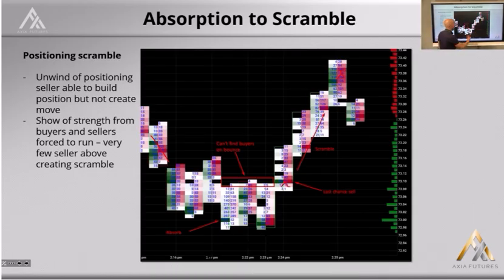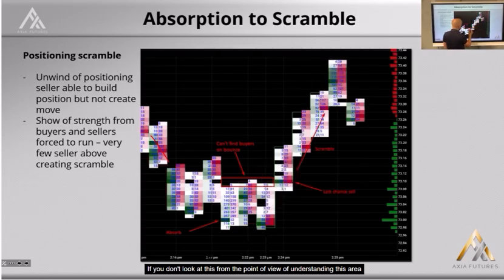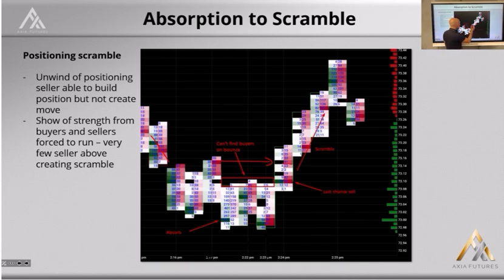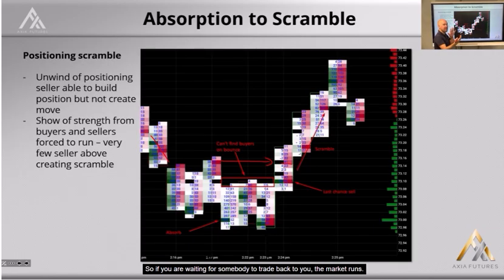Look at what trades. If you don't look at this from the point of view of understanding this area, and you don't get out by 15, which, let's face it, most people are going to sit there and go, I'll see what it does at 15. Well, it goes straight through it. It doesn't tick back. 3, 8, 2, 1, 11, 14, 2, 3, 2. There's nothing trading back into the bids. So if you're waiting for somebody to trade back to you, the market runs. And that's the situation of a scramble type trade.